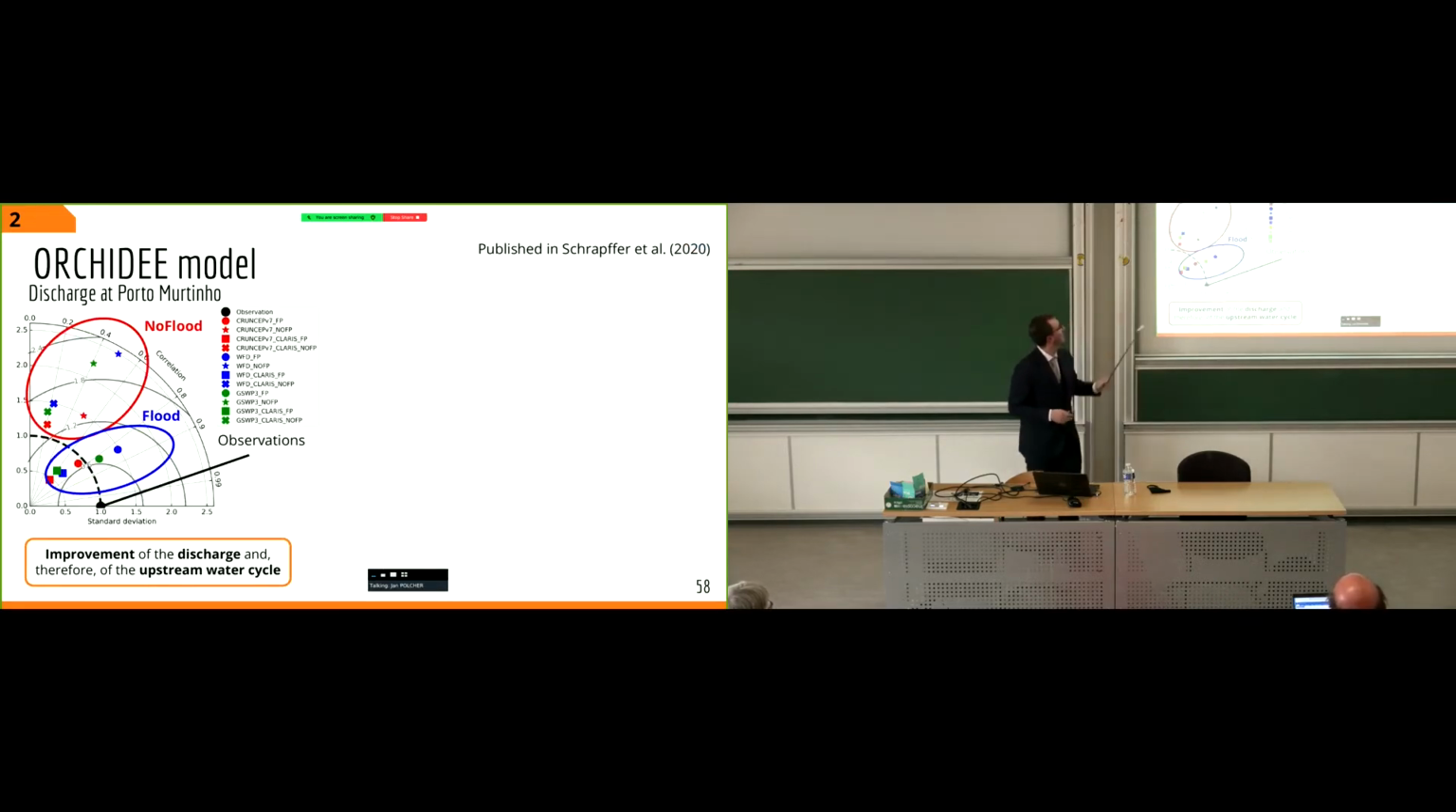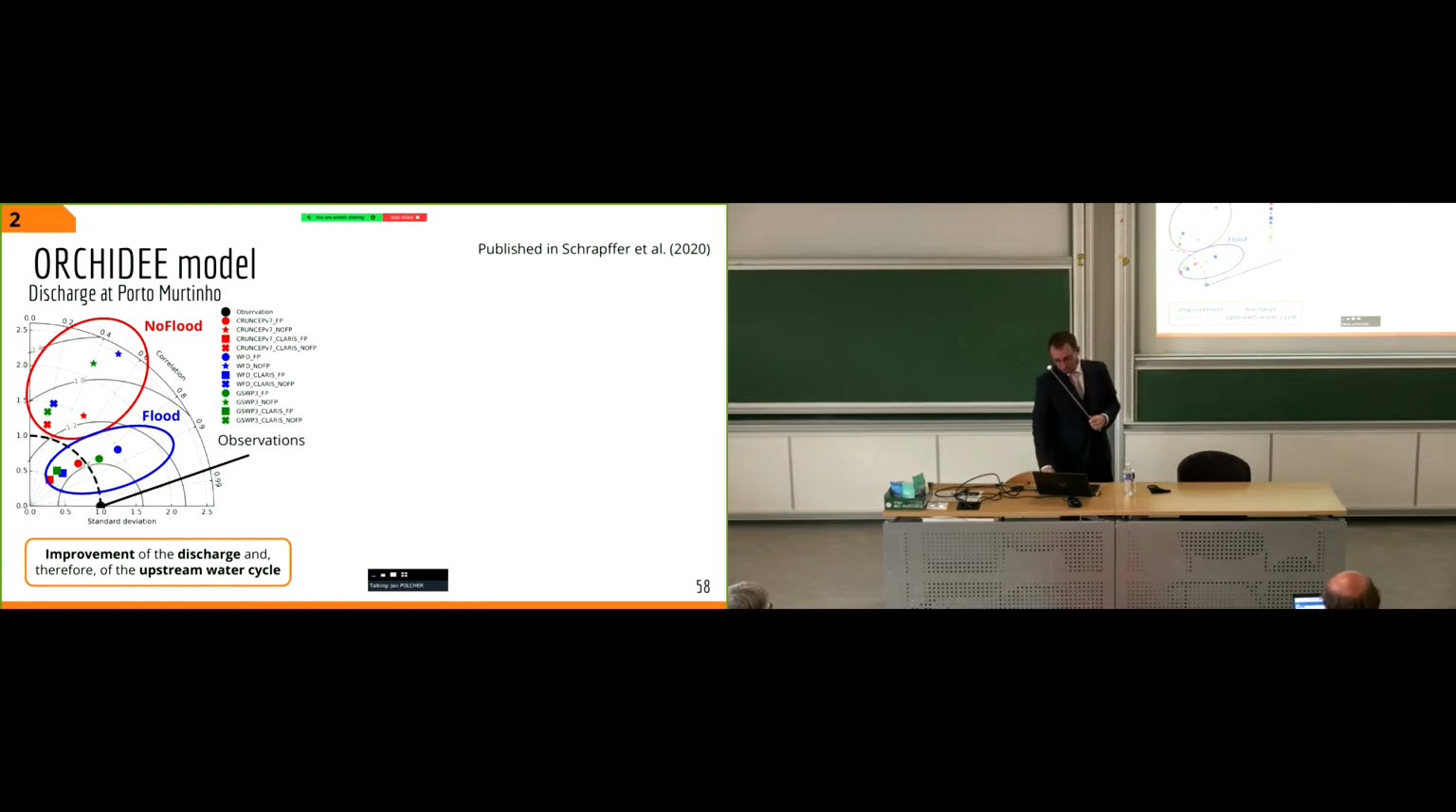If we look first at the discharge at the outflow of the Pantanal, this is a Taylor diagram, so each simulation is a point on the Taylor diagram, and this black point corresponds to the observations, so the closer to the black point, the better the simulation. What you can see is that when we activate the floodplain scheme in the model, we improve the representation of the discharge at the outflow of the Pantanal, which means that we improve the representation of the water cycle over the upper Paraguay River basin.